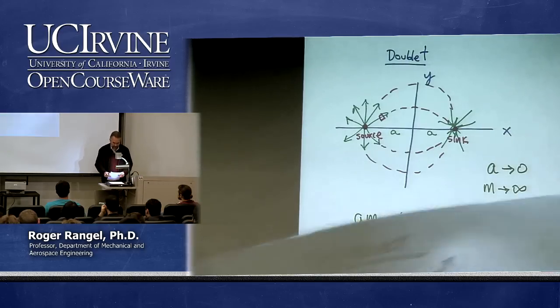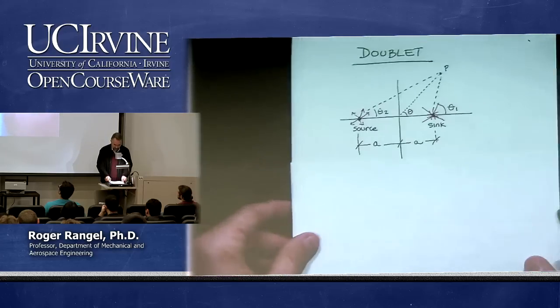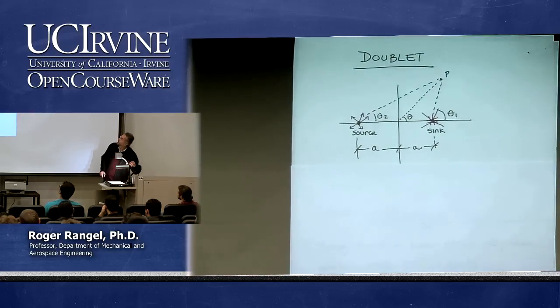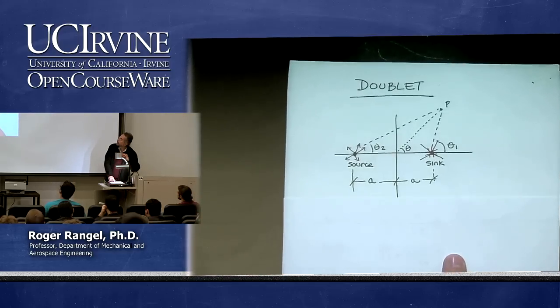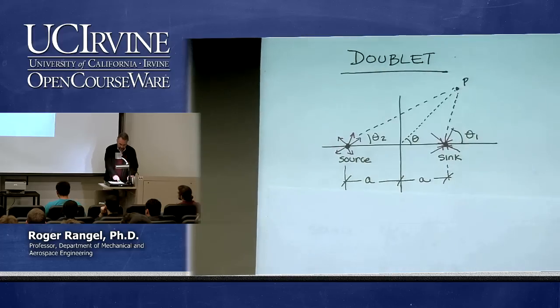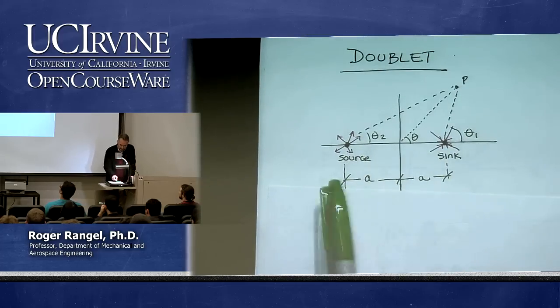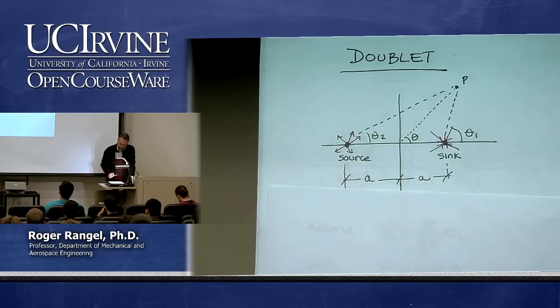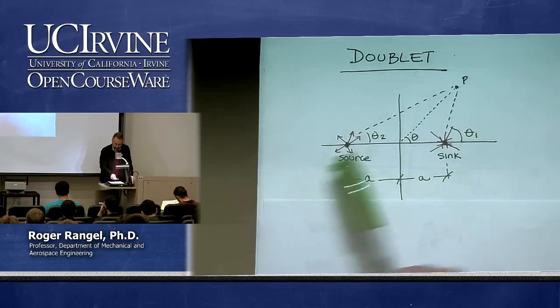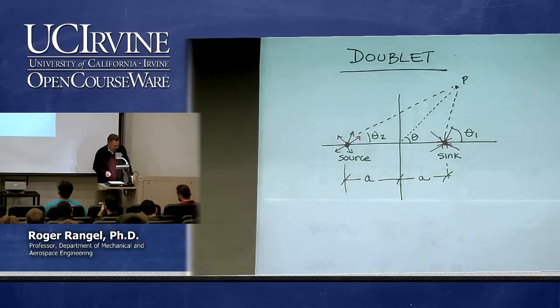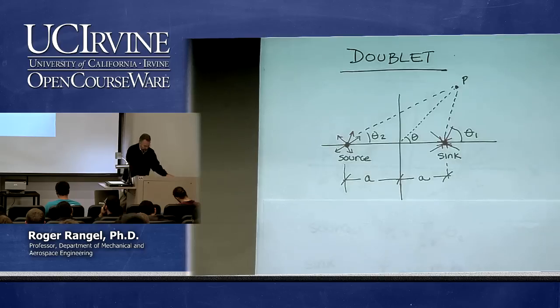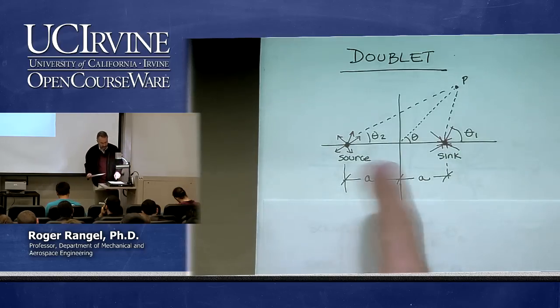So here's the same scenario, but with a little bit more nomenclature illustrated. There is my source, there is my sink. The distance A is also illustrated there, but I have now also included the angles, because remember, the source and the sink are given in terms of those angles.